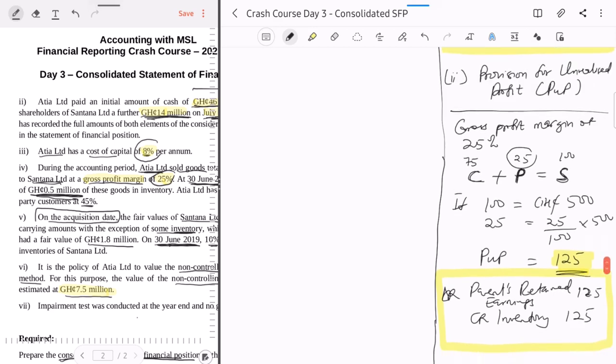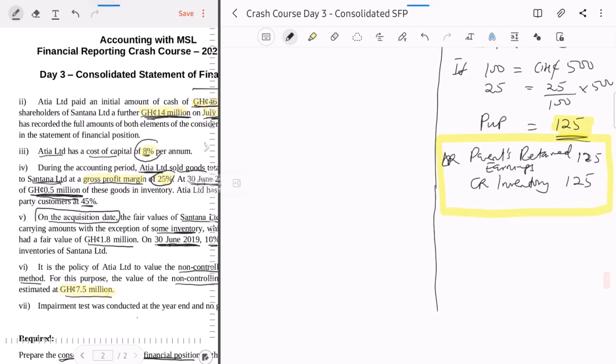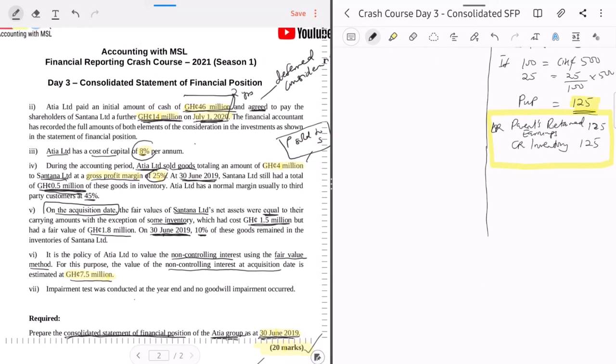Okay. Let's keep going. What else do we need to work for? Note 5. Yes, note 5. On acquisition date, that's at the date of acquisition, the fair values of Santana Limited's net assets were equal to their carrying amount, with the exception of some inventory, which had a cost of 1.5 million, but a fair value of 1.8 million. So it means they had to be revalued upwards by an extra what? 300,000. Then on 30 June 2019, 10% of these goods remain in inventory of the subsidiary.